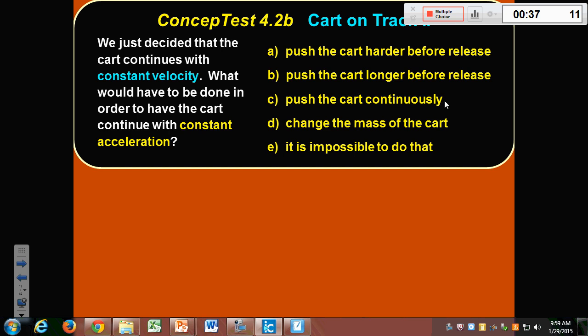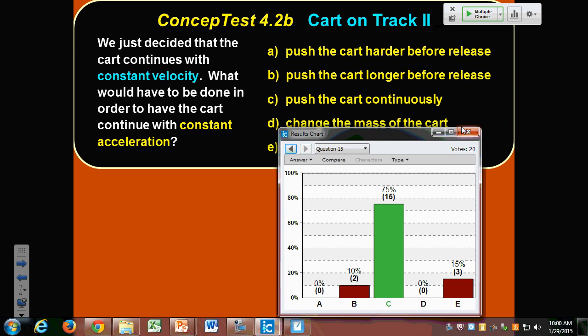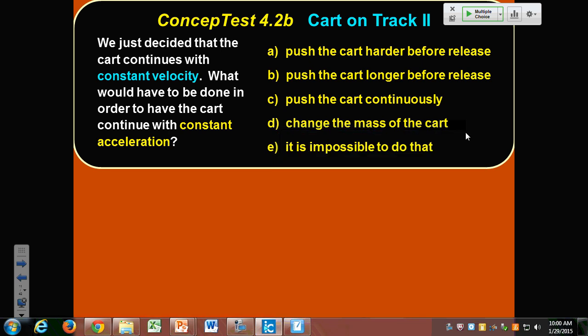Stop at 45 seconds. Y'all are getting better at these. You're starting to get the Newton's law stuff a little bit better. All right, I'll stop at 50. All right, C is right. In order to have constant acceleration, I have to have a constant force, always at work.